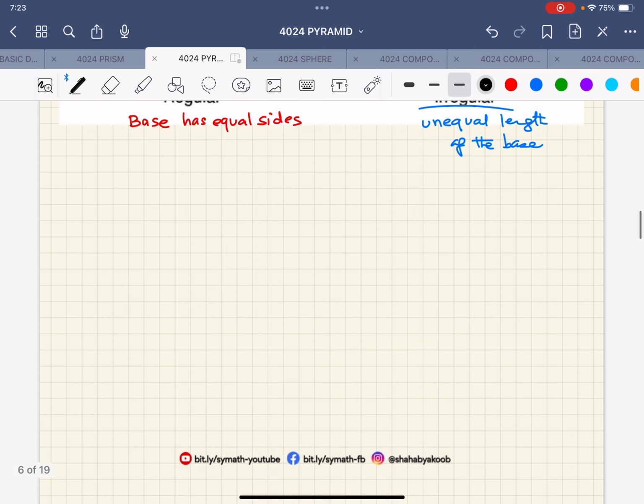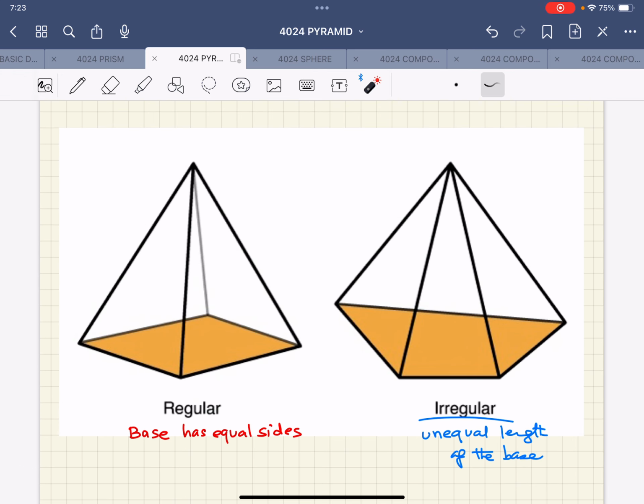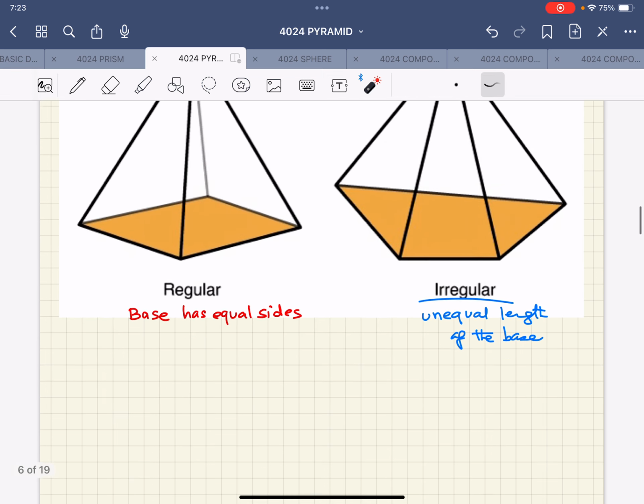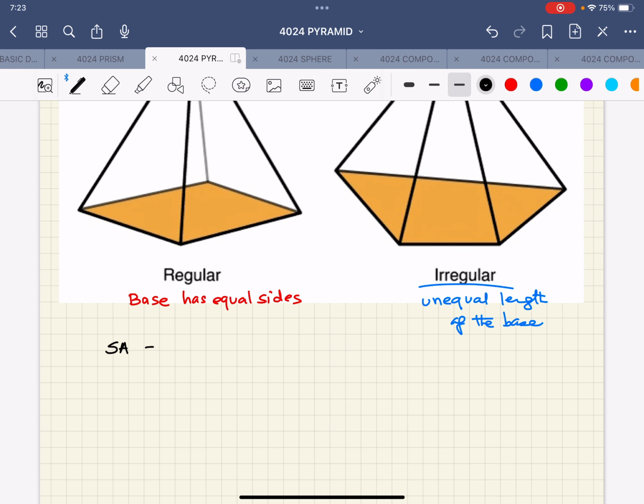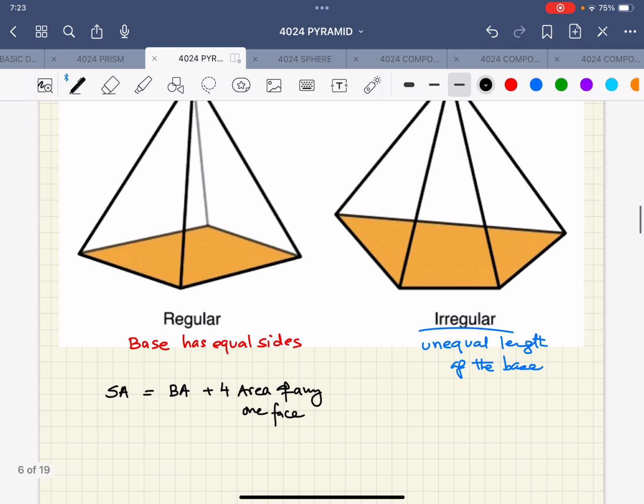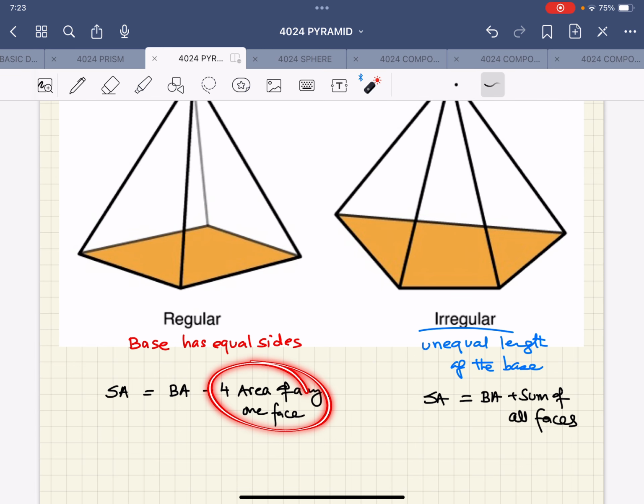Now, a scenario could be like this, in which all these four areas have the same dimension. So therefore, it would be 4 times this. So over here, surface area is the base area plus 4 times area of any one face. But technically, surface area is base area plus sum of all faces. This is also the sum of all faces, but since it has equal sides, the 4 faces have the same dimension.